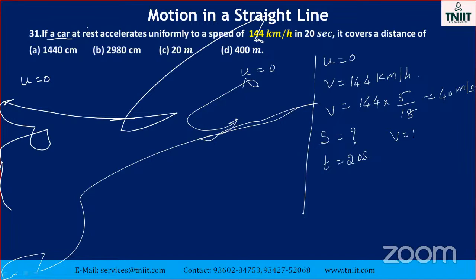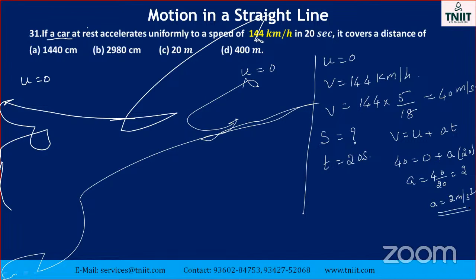So v is equal to u plus at. So v will be equal to 40. u is 0. Acceleration you have to find, the time taken is 20. So acceleration will be 40 by 20, that is equal to 2. So acceleration is 2 meter per second square.